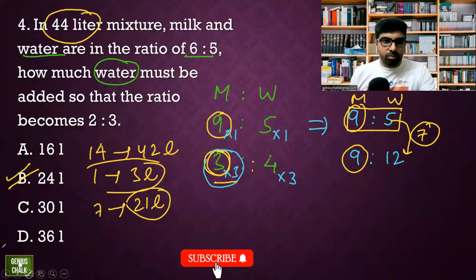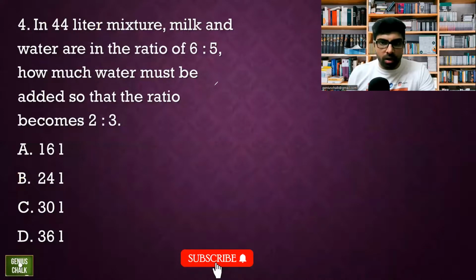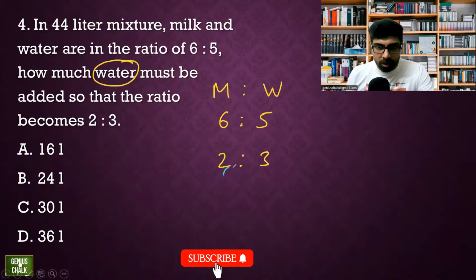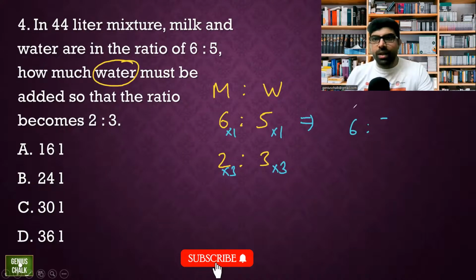Let's do one more. In a 44 liter mixture, milk and water are in the ratio 6:5. Now water has to be added so that the new ratio becomes this. Again, we are adding water. In all of these questions, we are seeing that we are adding water. So let's make milk the same. This is 2, this is 3. If I multiply this by 3, this becomes 6. So this also has to be multiplied by 3. And this is multiplied by 1, so they will remain the same. So the new ratio becomes 6:5 and 6:9. This is your milk, this is your water. We can see that milk is the same.